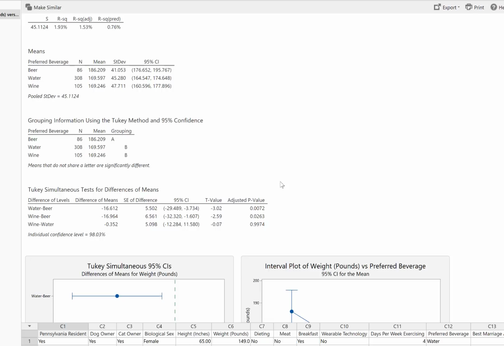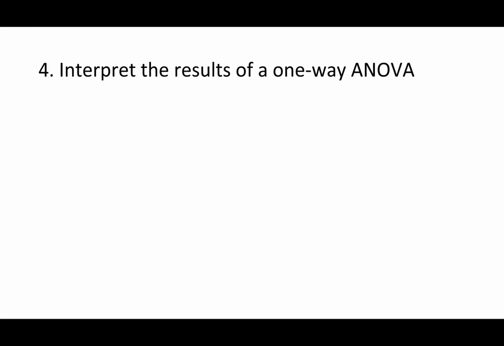I'm going to take you back to the PowerPoint slides now, and we'll interpret all of this output there because it's essentially our 4th and 5th learning objectives this week. Learning objective 4 is to interpret the results of a one-way ANOVA. We're going to use the 5-step hypothesis testing procedure to do this.